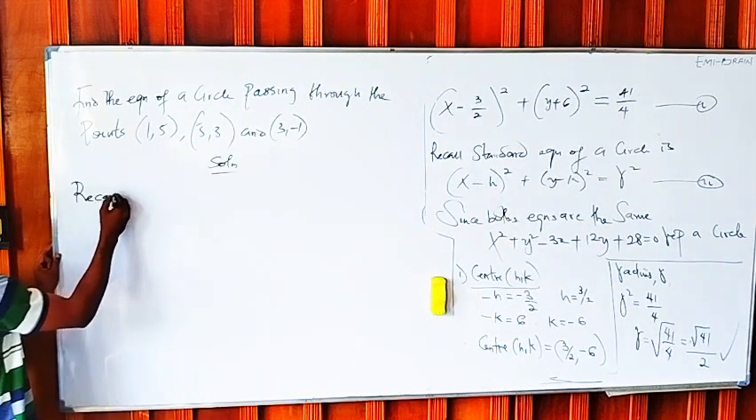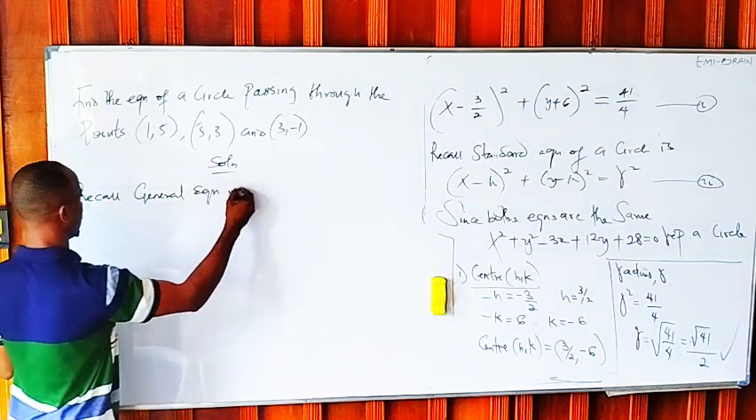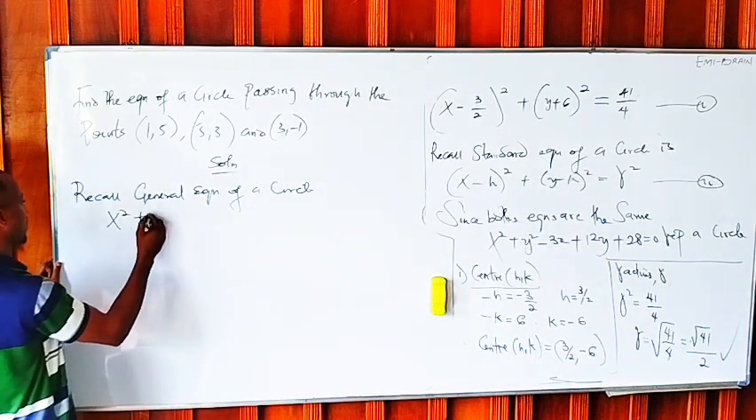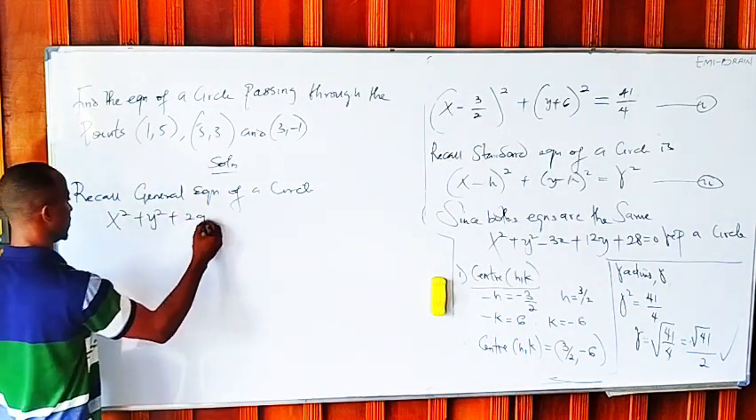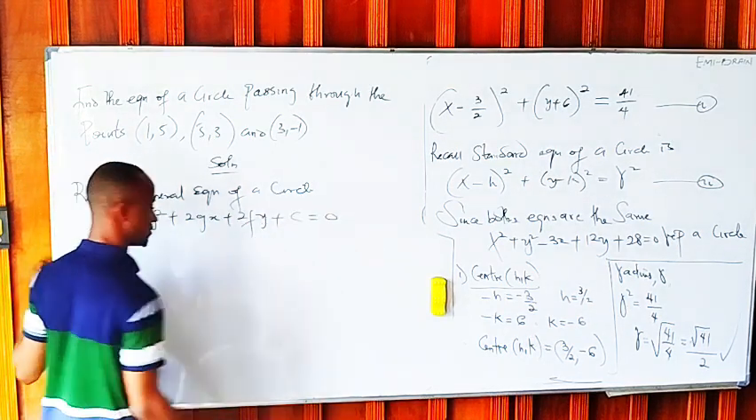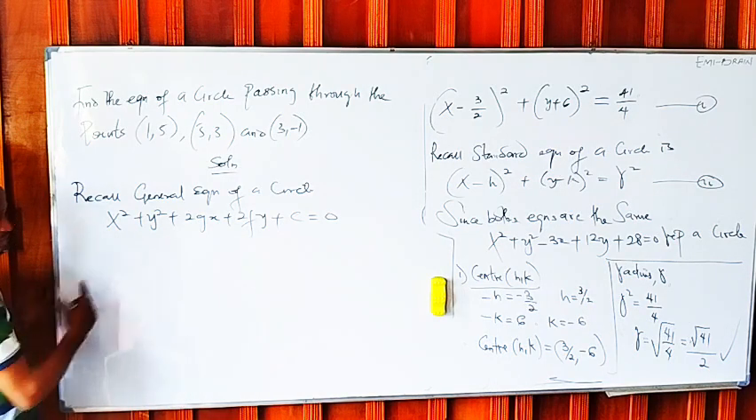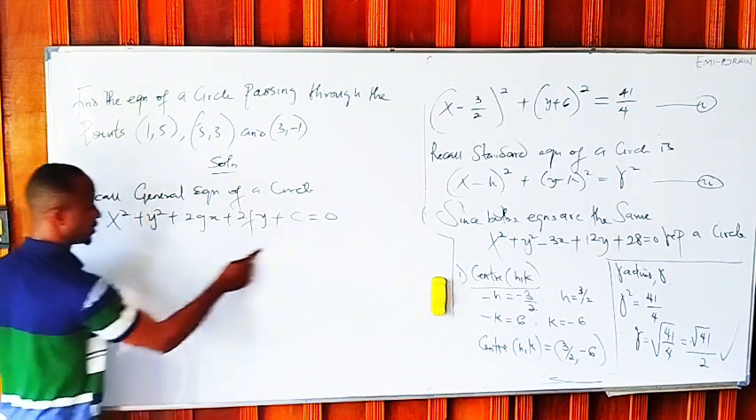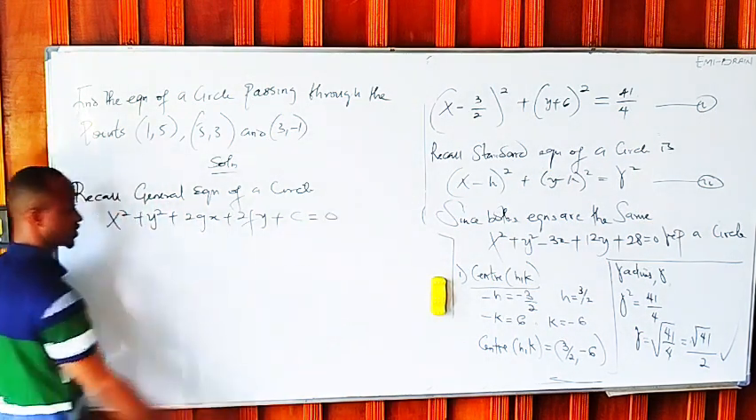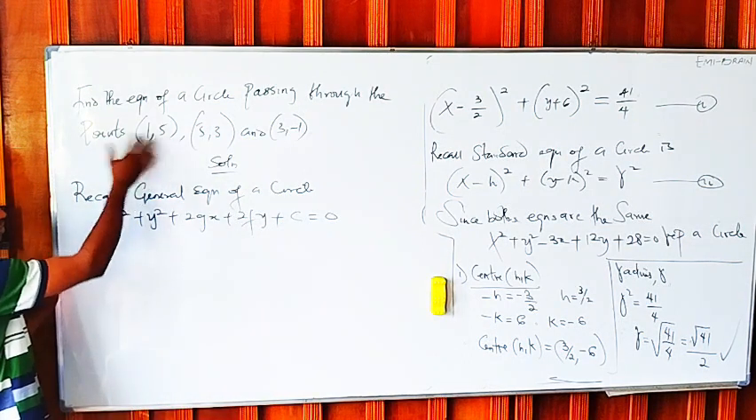Recall that the general equation of a circle is x squared plus y squared plus 2gx plus 2fy plus c equals 0. Please pay attention. We all know this. This is called the general equation of a circle. So I will use this equation of a circle to solve this.